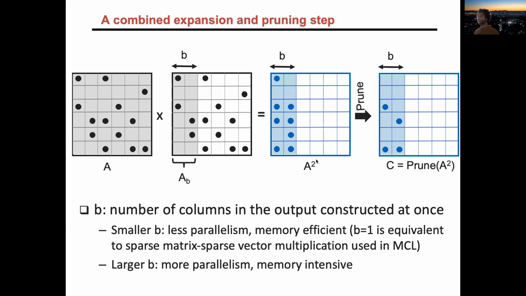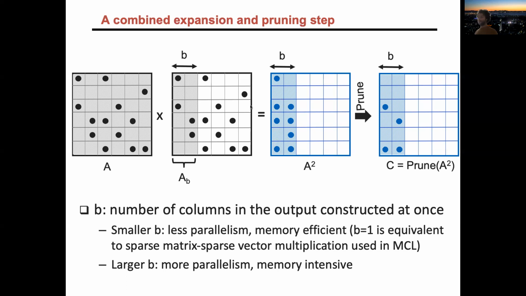So I have no place to store A square in general. Even though I'm going to prune it later and get something reasonably manageable in size, I cannot store the intermediate A square. So what HipMCL does, which is a high performance implementation of this Markov cluster algorithm, MCL, is it says, okay, I'm going to form B columns of the output at a time. Very simple.